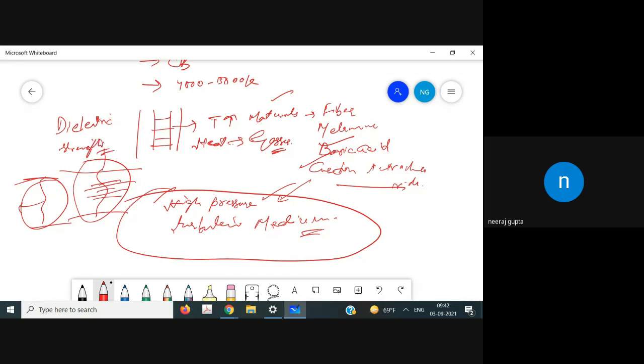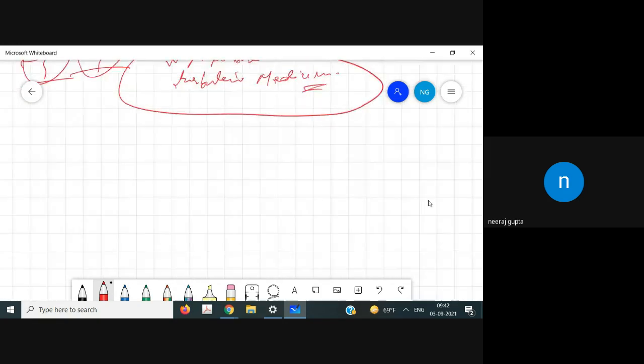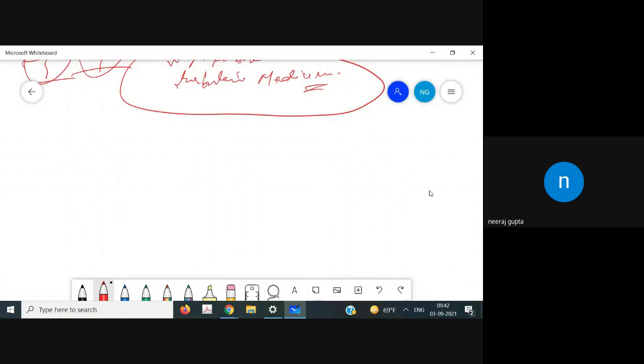Now, the second type of fuse is the vacuum fuse.